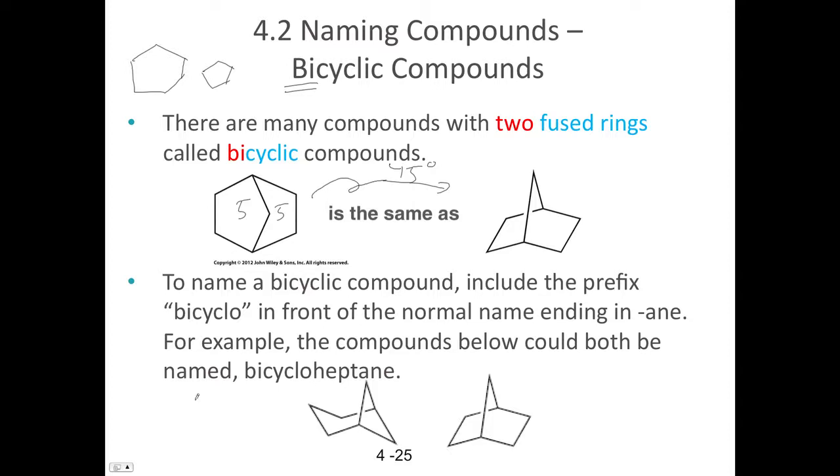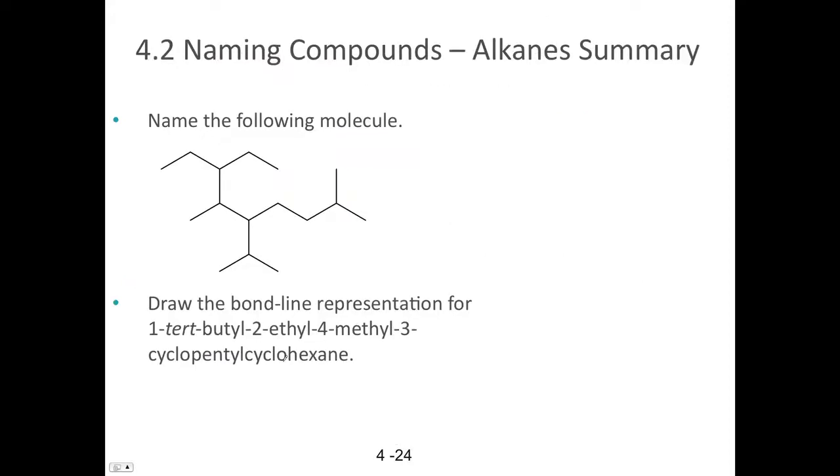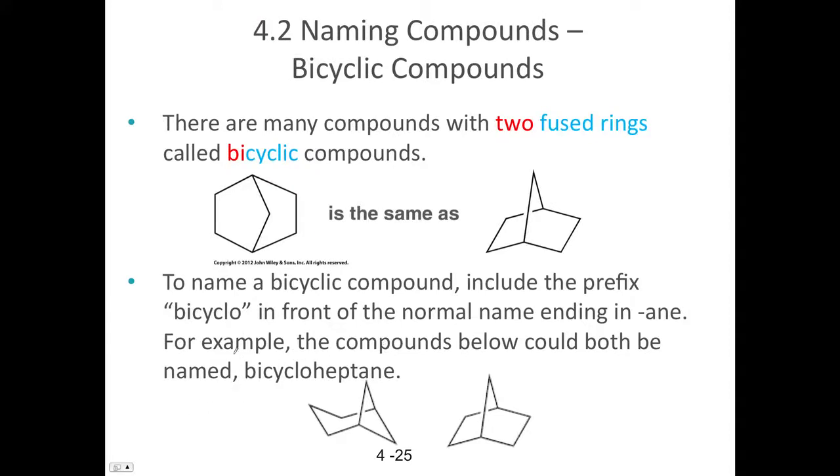All right. This is important to know. To name a bicyclic compound, include the prefix bicyclo. Notice how in this previous slide, this guy here was a cyclohexane for the single ring that was right here. This guy here is a bicyclo. So whenever you have this kind of situation right here, make sure that you write bicyclo beforehand, okay? So bicyclo in front of the normal name ending in ane. For example, the compounds below could both be named bicycloheptane, right? They are both bicycloheptanes. But there's something that's very different about them. Their connectivity is different, okay?